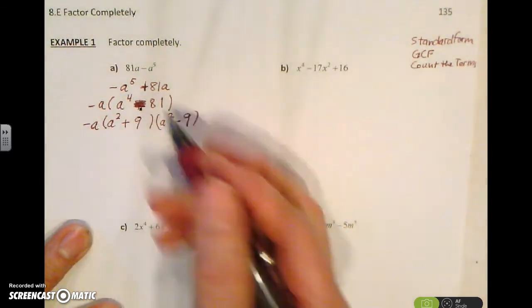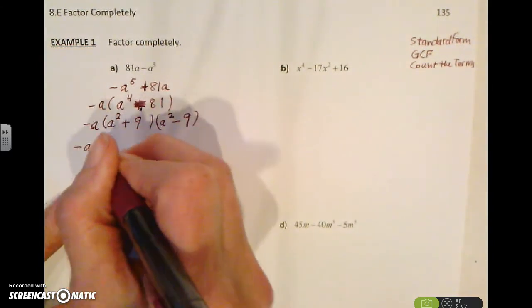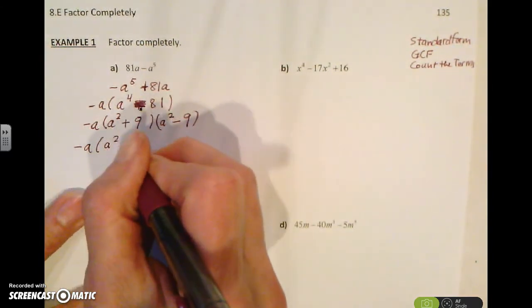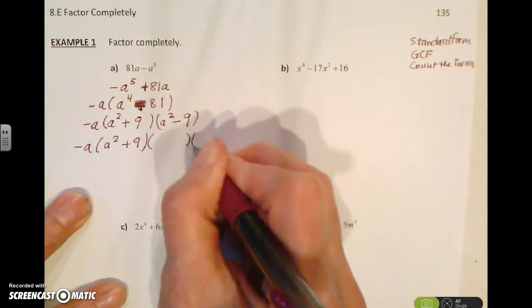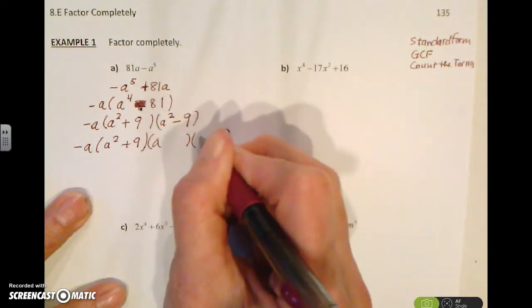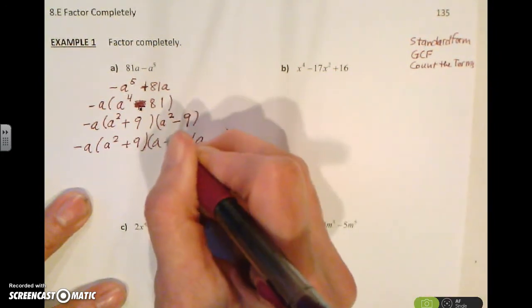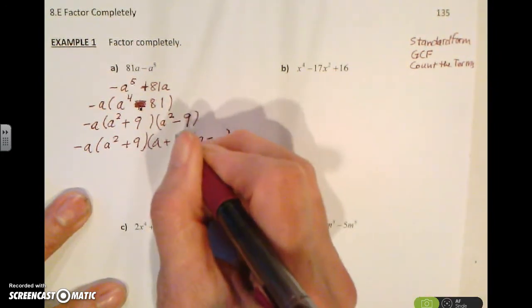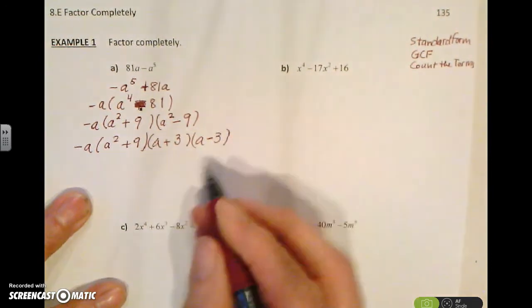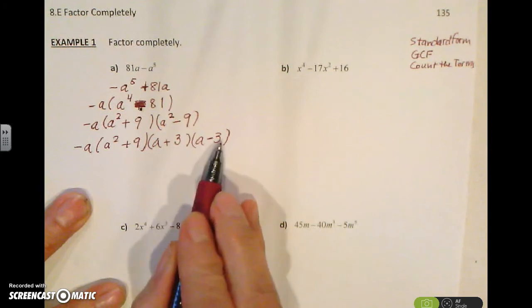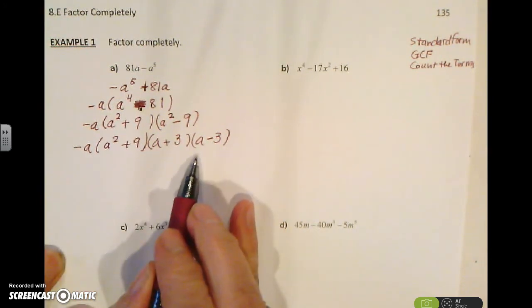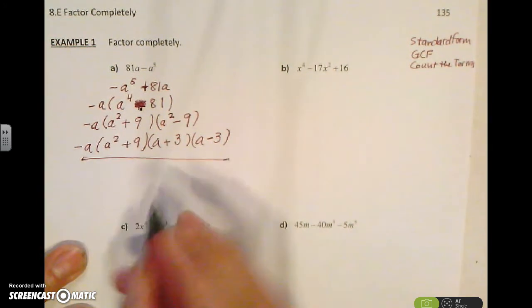So I'm going to rewrite negative a, that's going to stay, a to the second plus 9, and then this is going to become 2 parentheses. There's my a times a, my plus and my minus, and then 3 times 3. So now when I look at it, there is a difference here, but these are not squares, so I can't factor it anymore. So here is my answer.